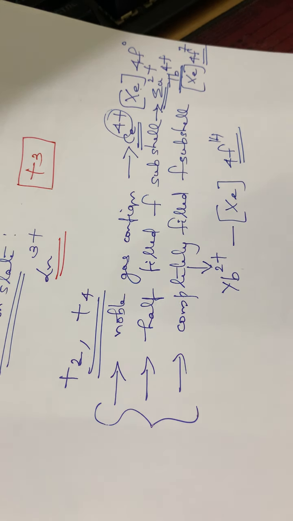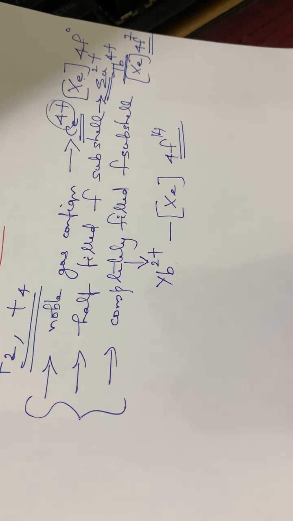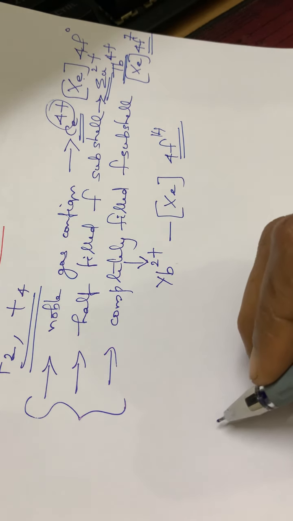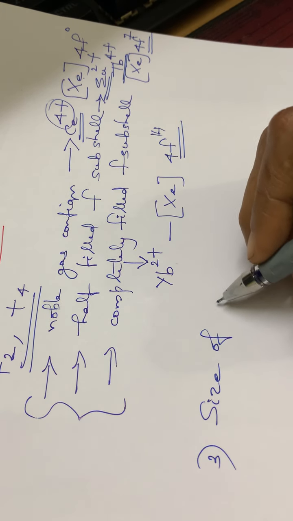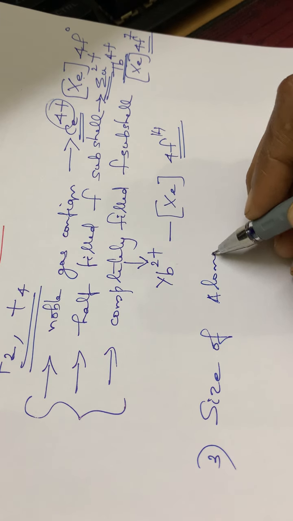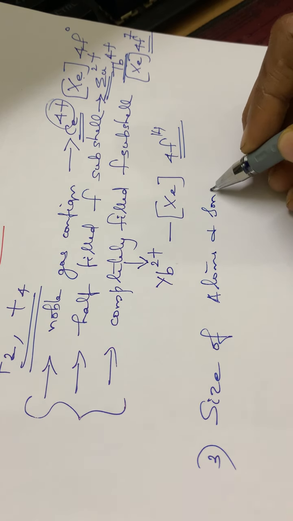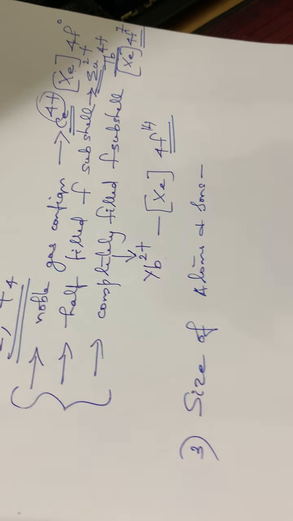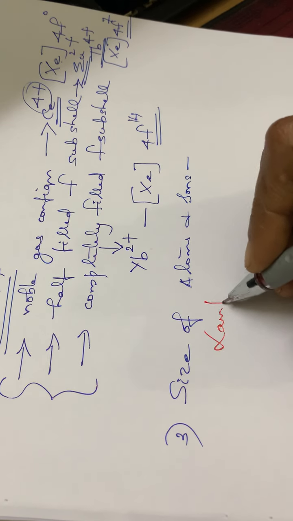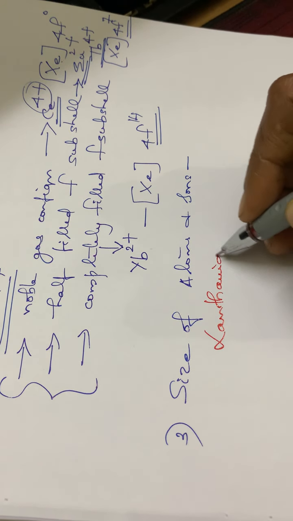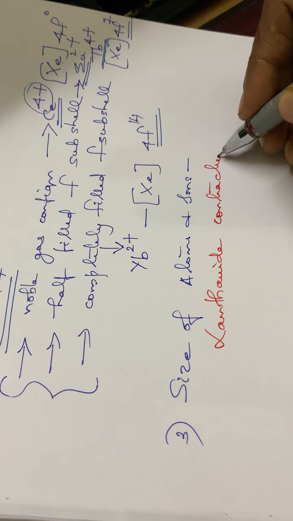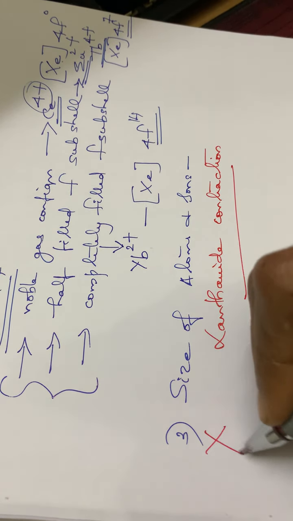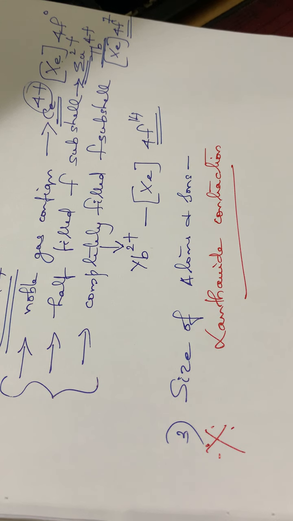Then coming to the size of atoms and ions. The third property, size of atoms and ions. Here comes an important, usually asked question, that is the lanthanide contraction. That is very, very important. Lanthanide contraction. You have to study it for a 4-mark question.